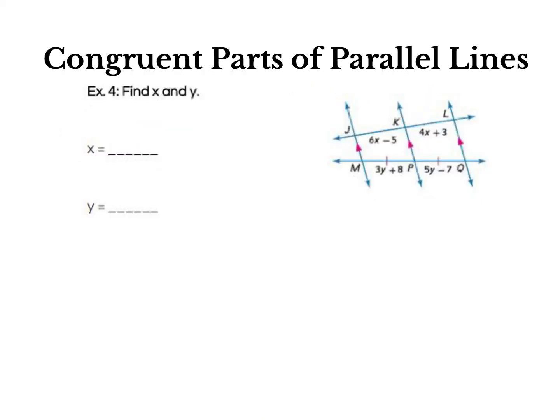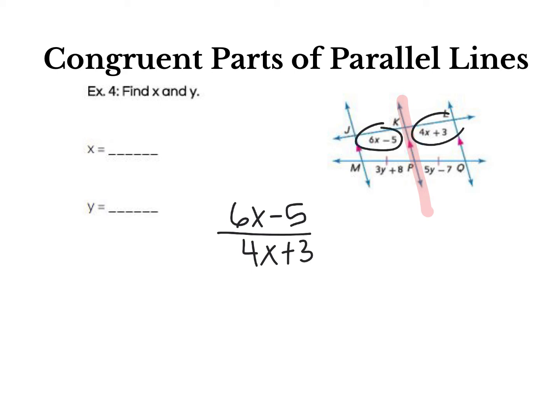All right, last example. Here we have another set of parallel lines. If I use this line as a fraction, the ratio of the left to the right will equal the ratio of the left to the right. If I were to set up this problem, I would have 6x minus 5 is to 4x plus 3. The ratio of those two will equal the ratio of these two.